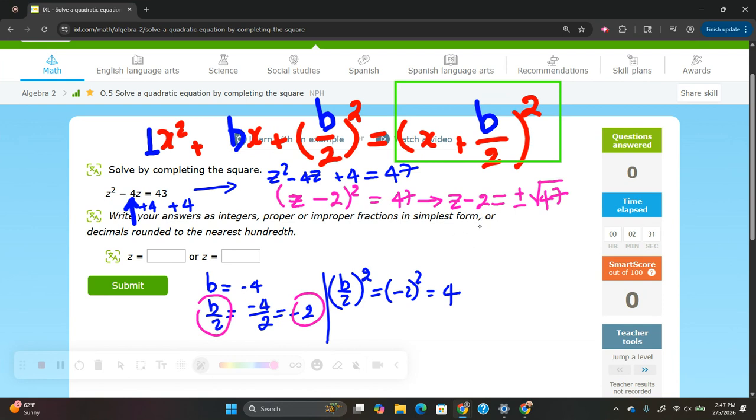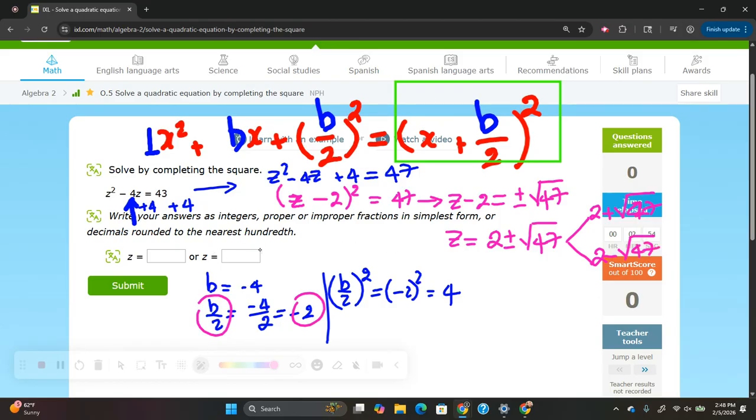Now I want to solve for the z. I don't want negative 2. I move to the right side, becomes positive 2, and plus minus square root 47. So I got two solutions. The first solution is 2 plus square root 47, and the second solution is 2 subtract square root 47.